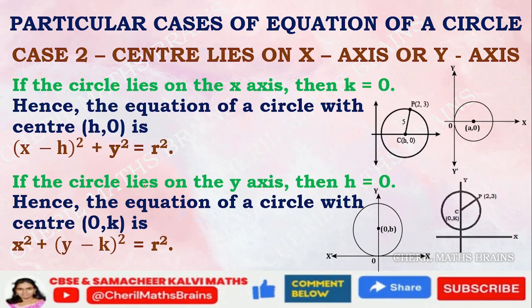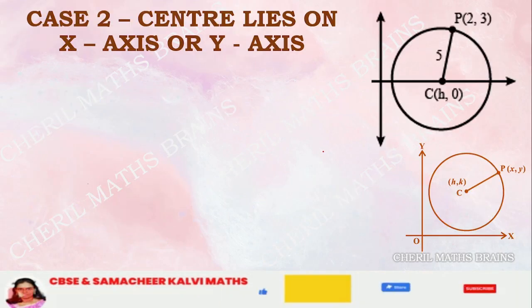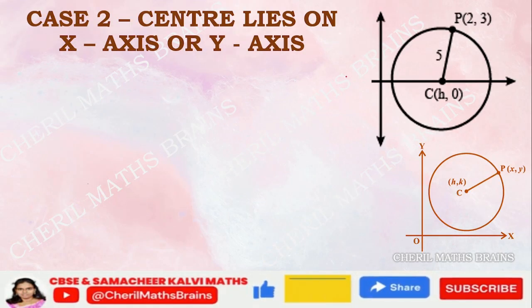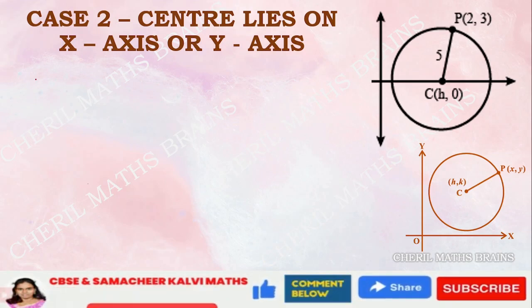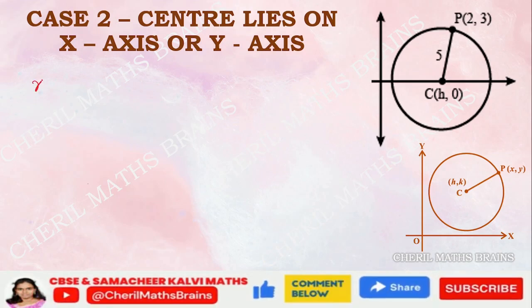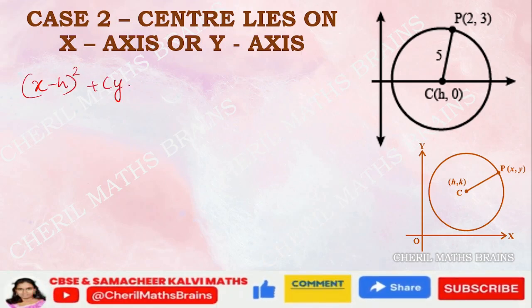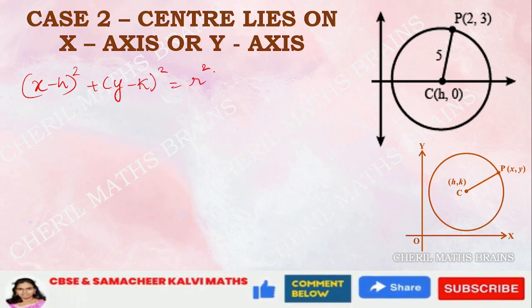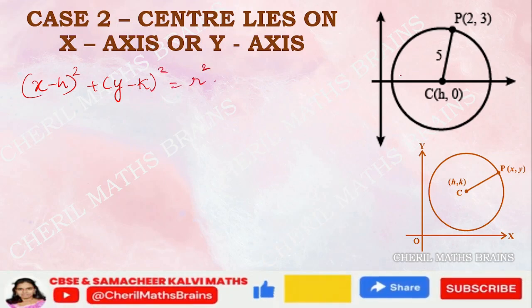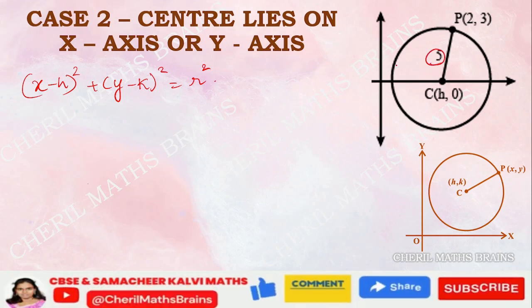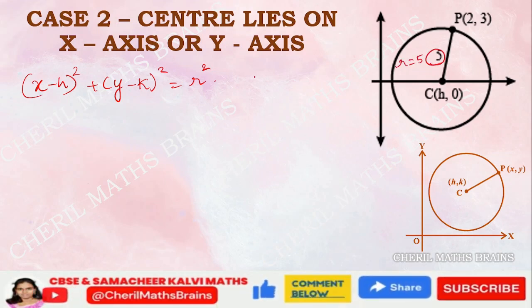Now let's try to do one value, one diagram that we are going to try solving. For this one we will try solving the equation. Here you know the standard equation: x minus h the whole square plus y minus k the whole square equals r square. Here we are given the radius is going to be 5.